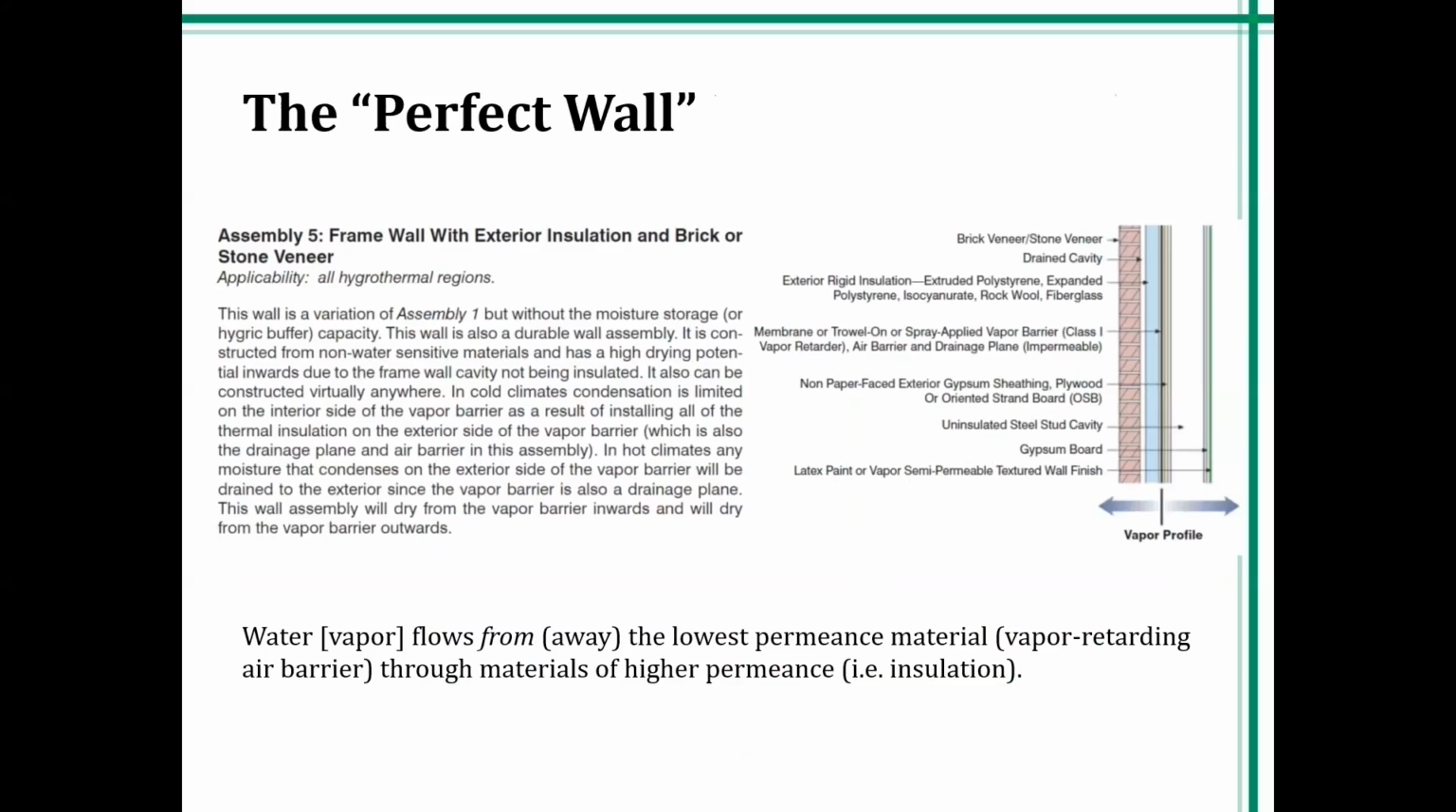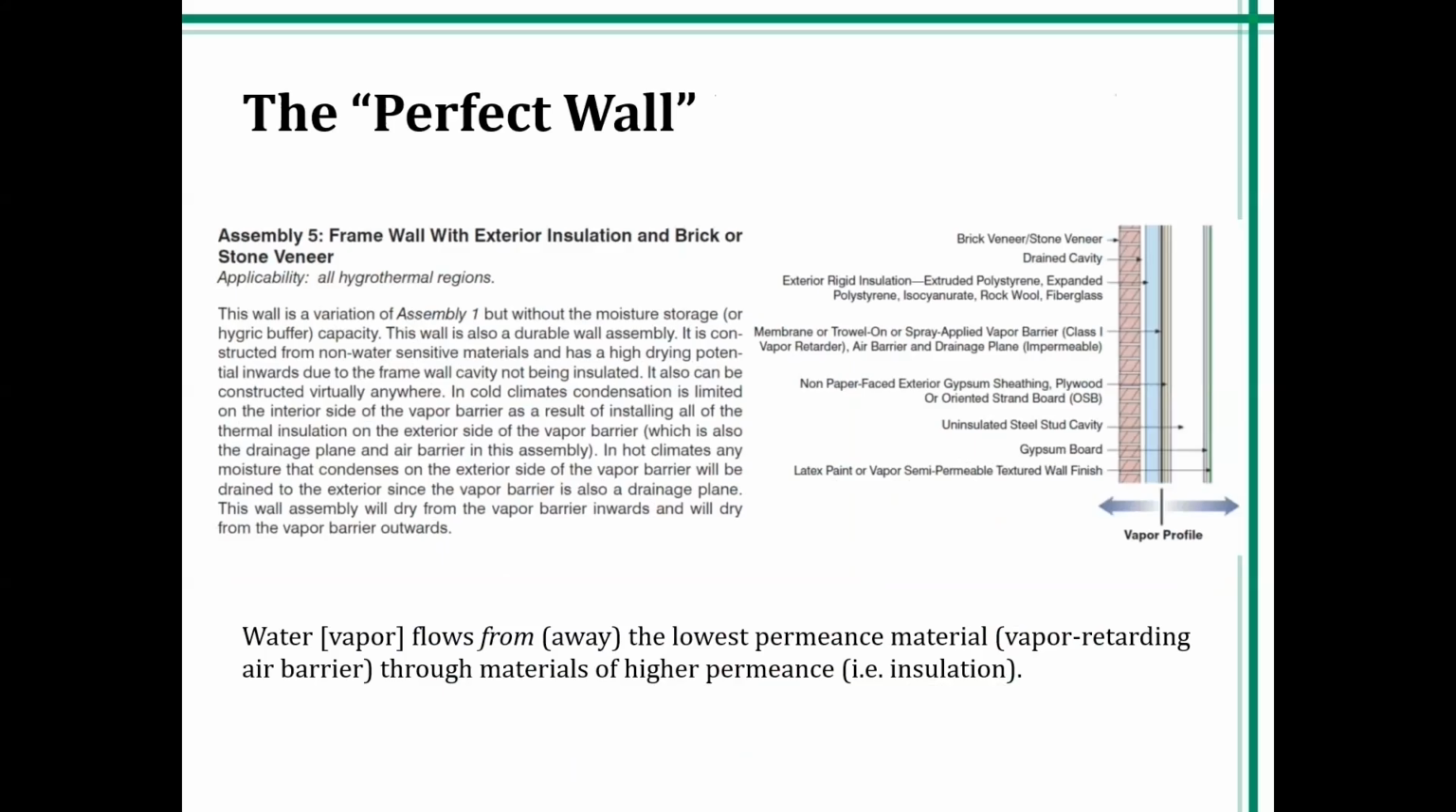But what's interesting here is in this article, again, the Understanding Vapor Barriers, you'll notice under the Assembly 5, it says applicability, all hydrothermal regions. This wall is arguably probably one of the best walls. And what that means is it can be applied and used in virtually any type of climate zone. Cold climates, mixed humid, hot humid.